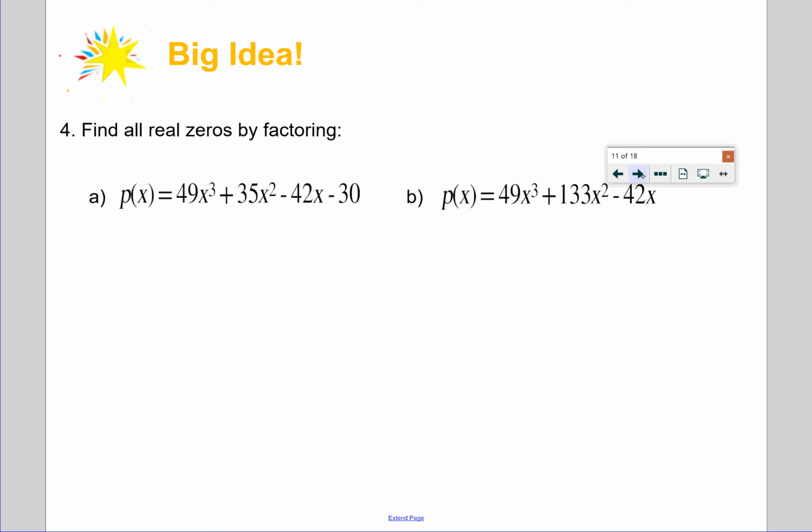So I'll do the cell phone lotto, try these on your own, and then you guys can be working on your 3-1 or your 3-2 Math XL if you want.